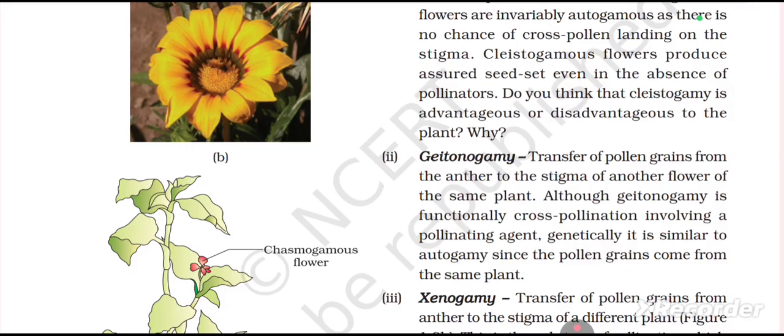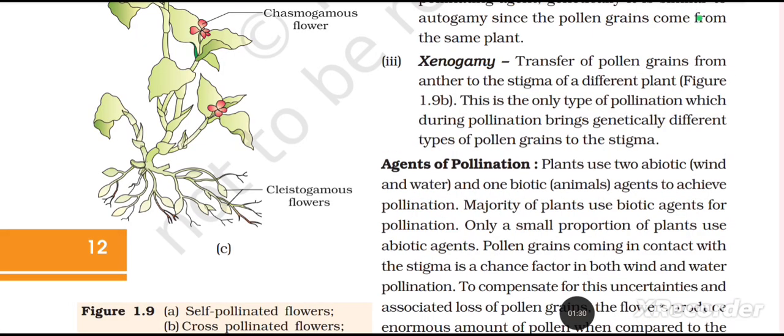Although geitonogamy is functionally cross-pollination involving a pollinating agent, genetically it is similar to autogamy since the pollen grains come from the same plant. Xenogamy: transfer of pollen grains from anther to the stigma of a different plant. Figure 1.9b. This is the only type of pollination which during pollination brings genetically different types of pollen grains to the stigma. Agents of pollination.